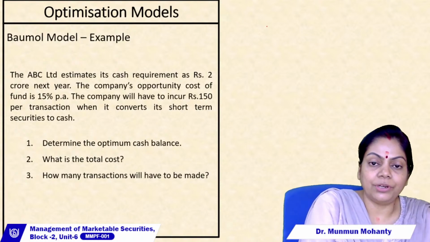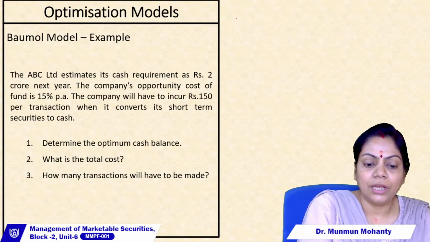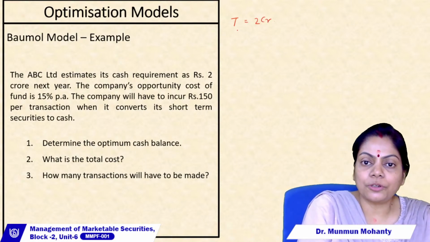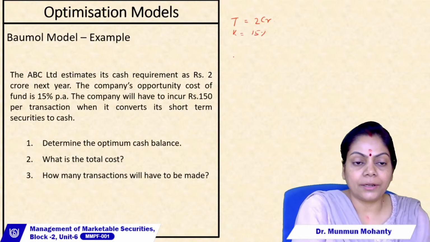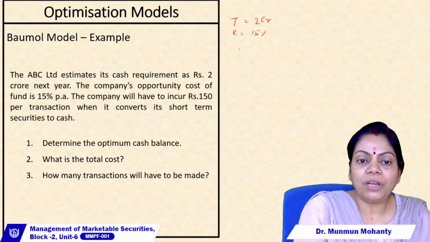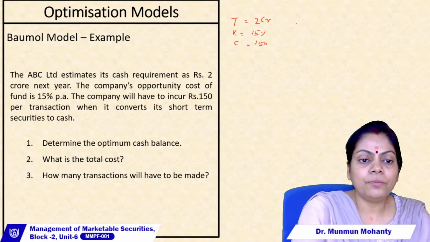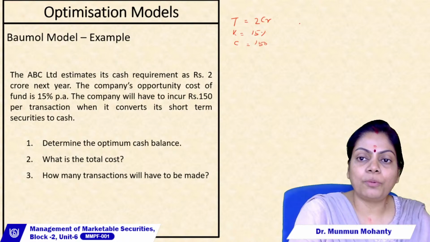Let me just write down here. The data given here is, let us say, the total cash requirement is 2 crore. The company's opportunity cost of funds, K, is 15%. The company will have to incur rupees 150 per transaction, so C is given as 150, when it converts its short-term securities to cash. Now determine the optimum cash balance.